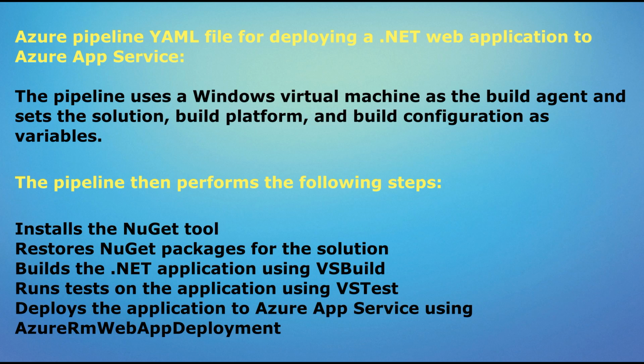Azure Pipeline YAML file for deploying a .NET web application to Azure App Service. The pipeline uses a Windows virtual machine as the build agent and sets the solution, build platform, and build configuration as variables. The pipeline then performs the following steps: installs the NuGet tool, restores NuGet packages for the solution, builds the .NET application using VSBuild, runs tests on the application using VSTest, and deploys the application to Azure App Service using AzureRmWebAppDeployment.